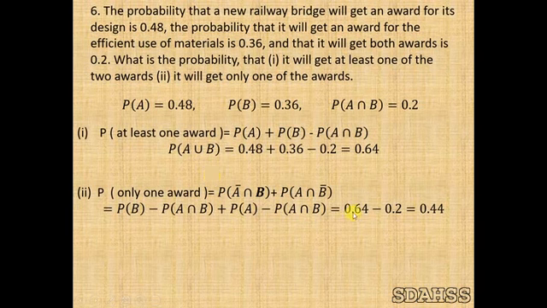So you have to substitute. Minus, in the place of P of A intersection B, you have to substitute 0.2. Then you subtract, then you will get 0.44.